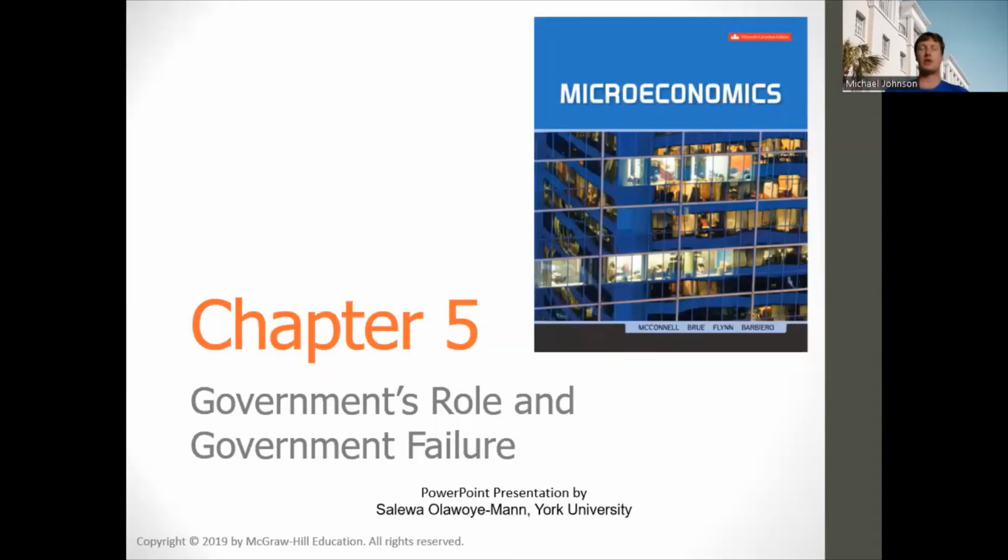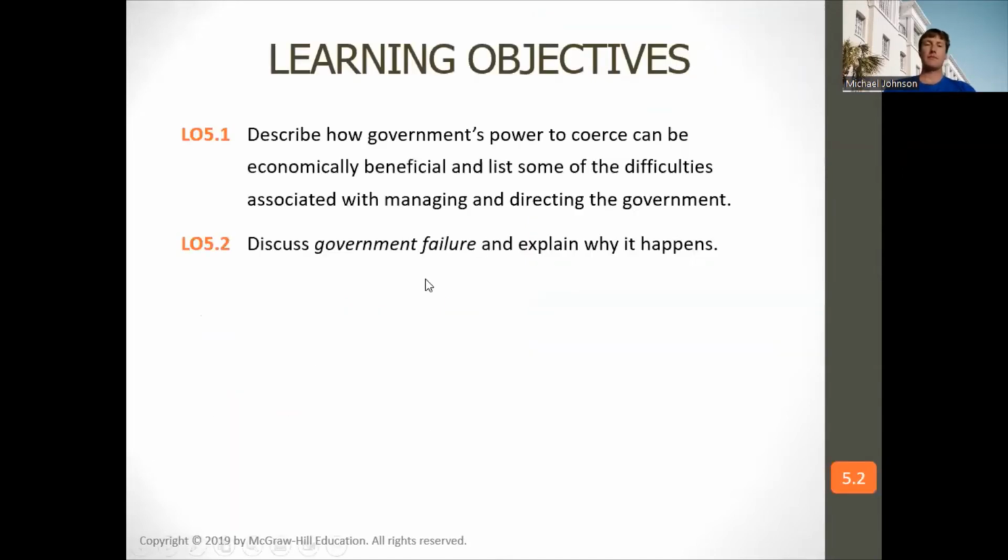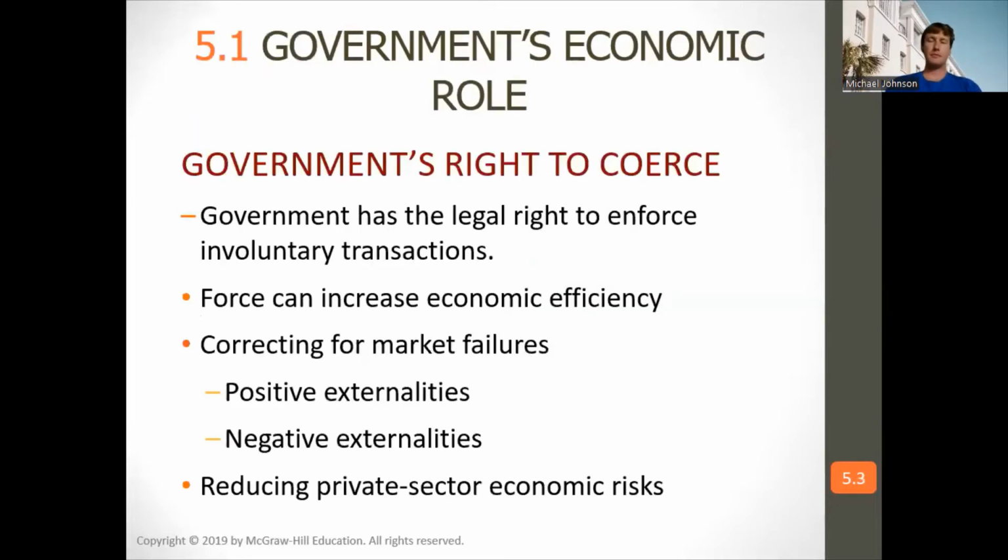What we'll go through first is chapter 5, so government's role and government's failure. This won't be on the test. The test will only be chapters 1 to 3. So we're going to go through how the government's power to coerce can be economically beneficial, and there's a lot of difficulties with managing and directing the government. And then we're going to go through government failure and explain why it happens.